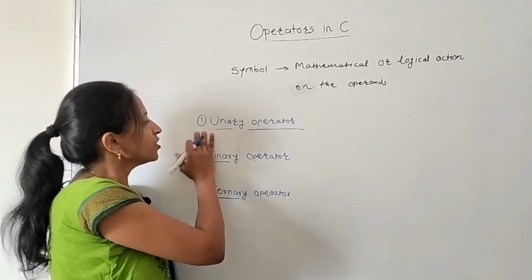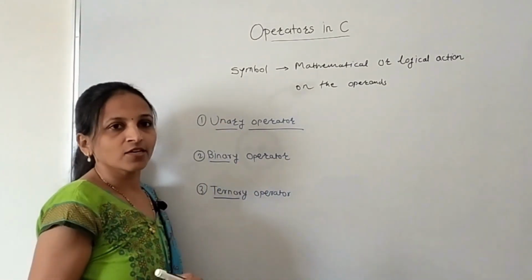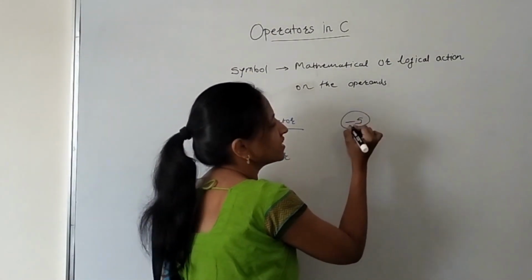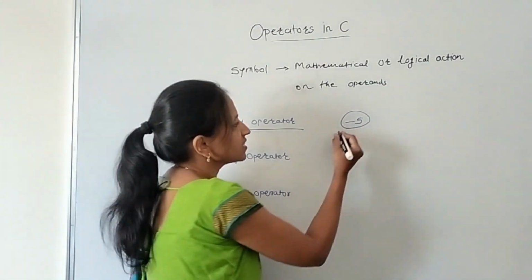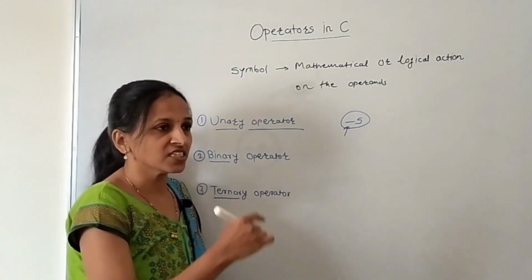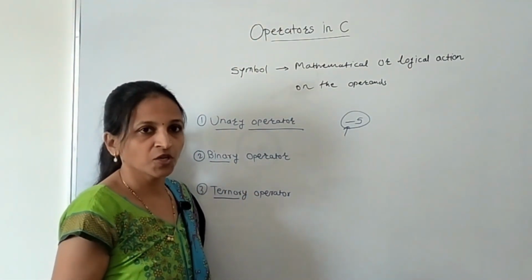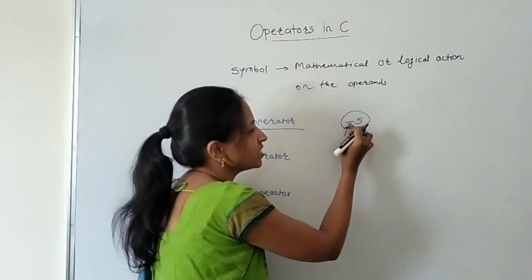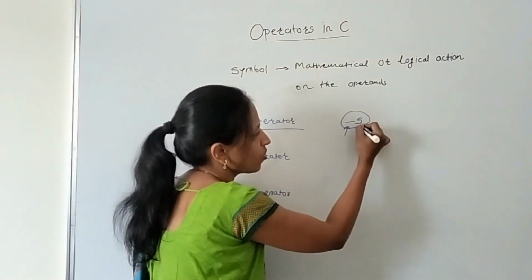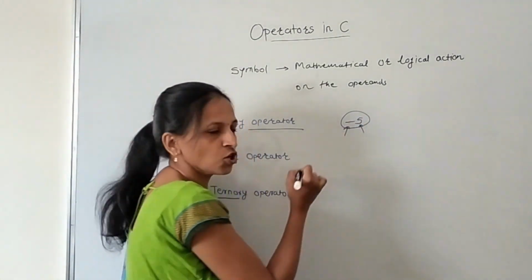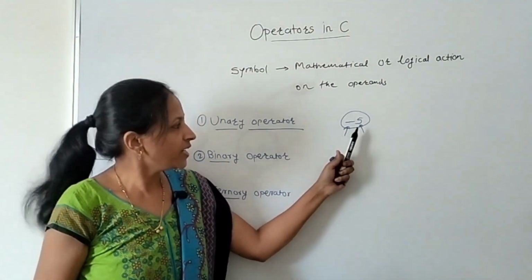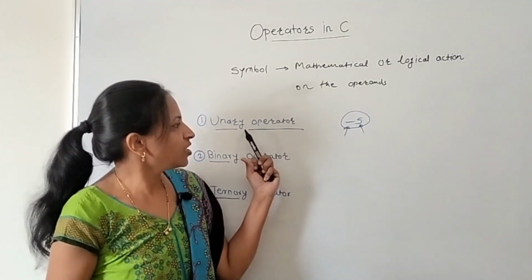Now, a unary operator means that it is acting on only a single operand. For example, we have used multiple times like this, minus 5. What is this minus? This is negating the value of this 5. That we have already used in mathematics also. This minus is doing negation of this 5. This 5 is an operand and this minus is an operator. Here this minus is acting on only one operand. That's why this comes under the unary category.